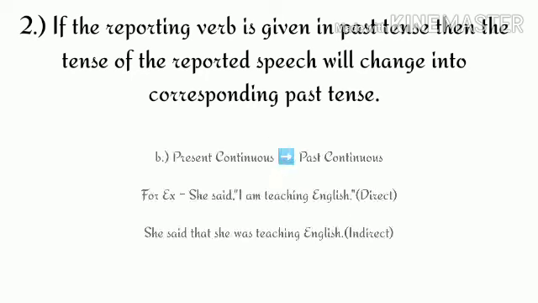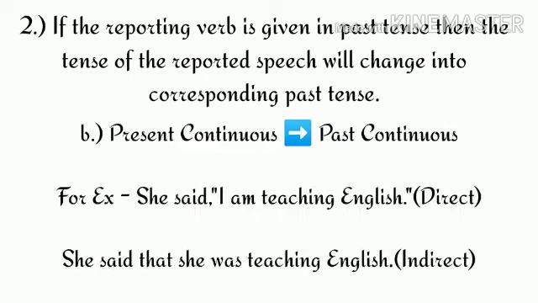Now, if the reported speech is in present continuous tense, it will change into past continuous. For example, she said, I am teaching English. So the indirect form will be, she said that she was teaching English. You can see present continuous, I am teaching English, is changed into past continuous, she was teaching English.